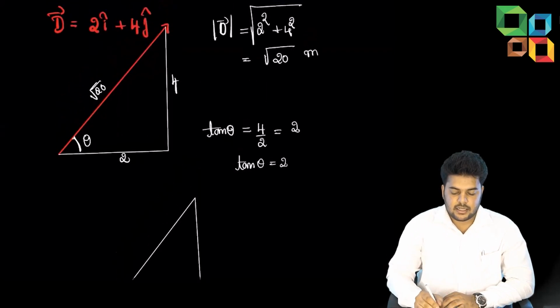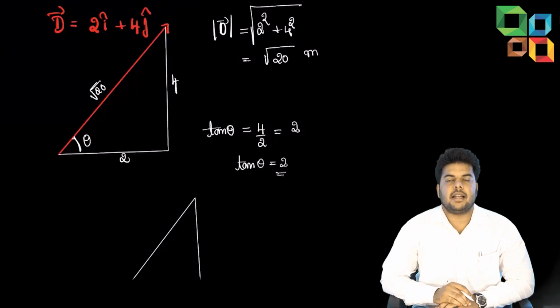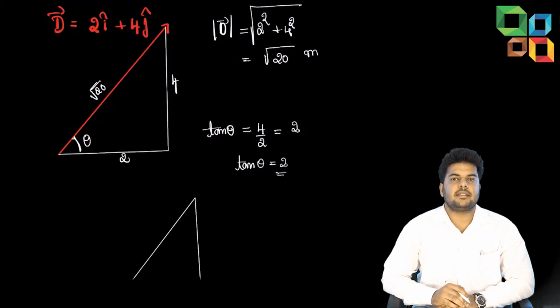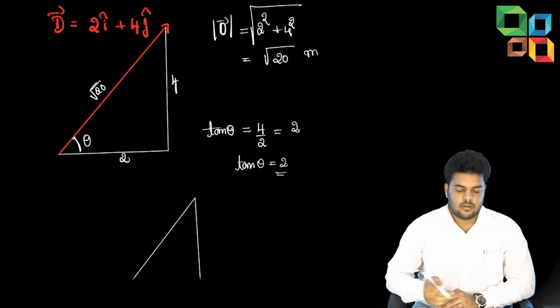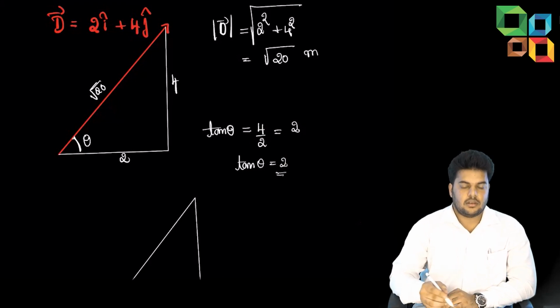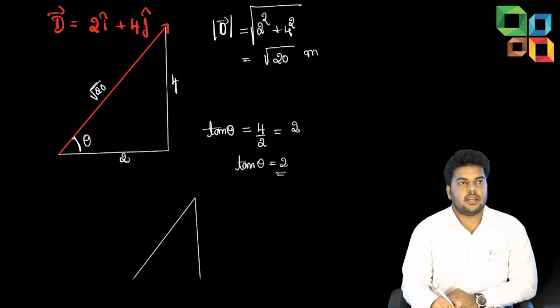Because you realize tan theta is equal to 2. This is not a standard angle, right? Can you take a guess though what it could be? Tan theta is equal to 1. When is that? When theta is equal to 45 degrees.